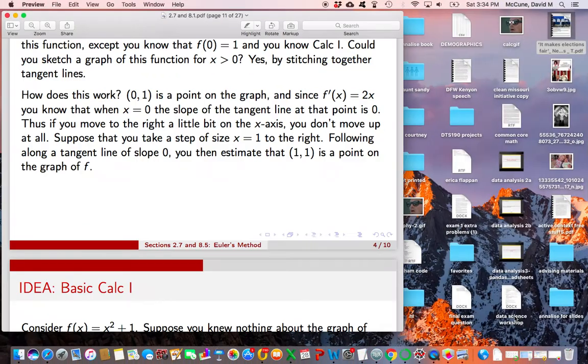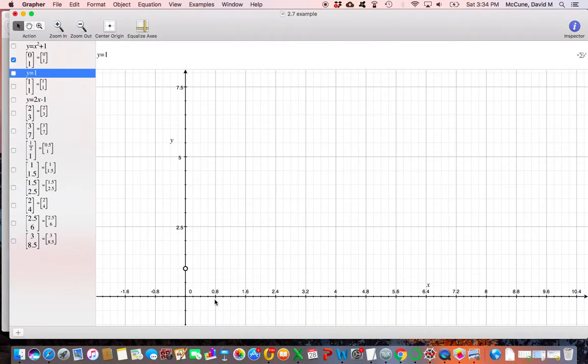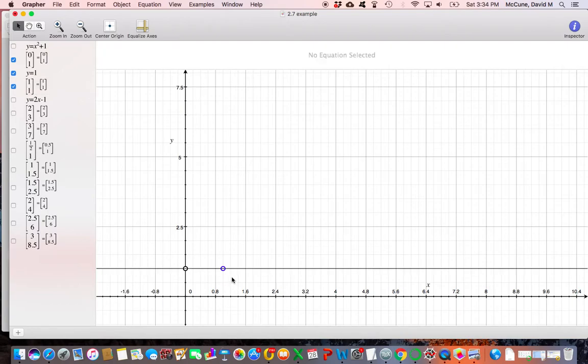So let me just show you this visually. This point right here, this is the point 0, 1. Here is the tangent line at the point 0, 1. So at x equals 0, the curve x squared plus 1, that guy's graph, it is moving like this, instantaneously moving like that, right? Certainly not globally, but instantaneously at x equals 0, that's what the curve is doing. So you could just travel along this line for a little bit if you wanted to. So let me do that. I'm going to plot the point 1, 1 right there.